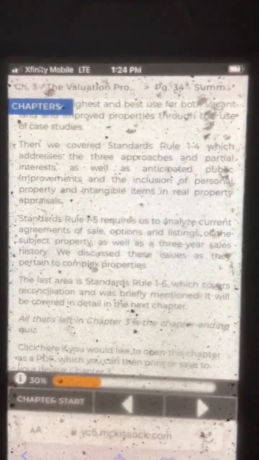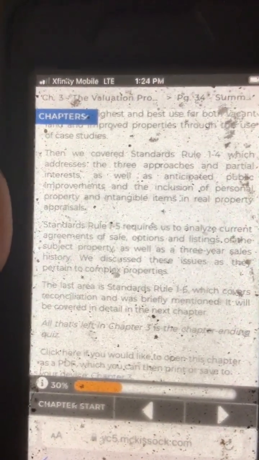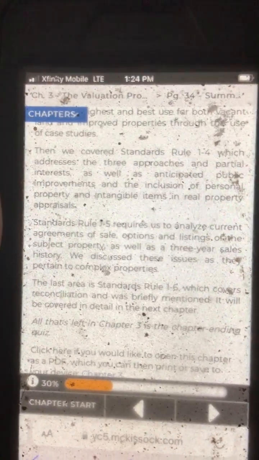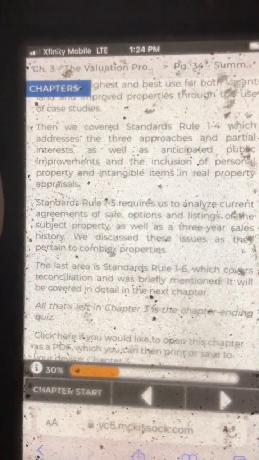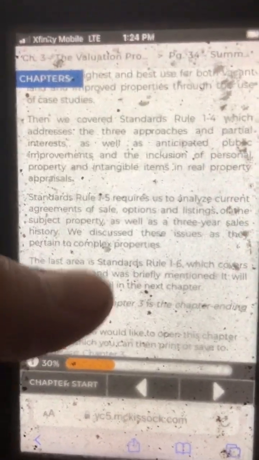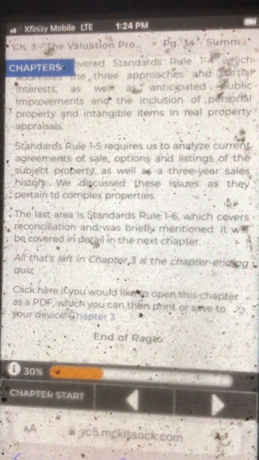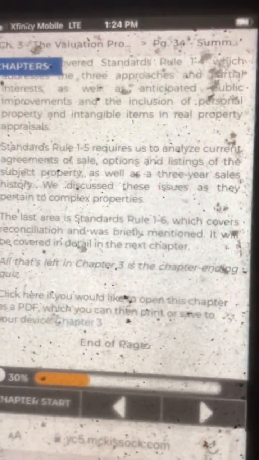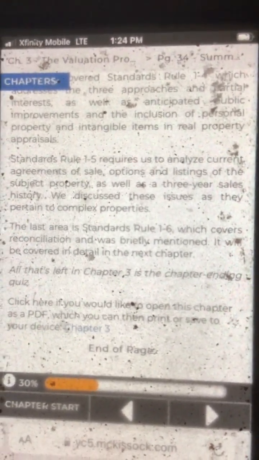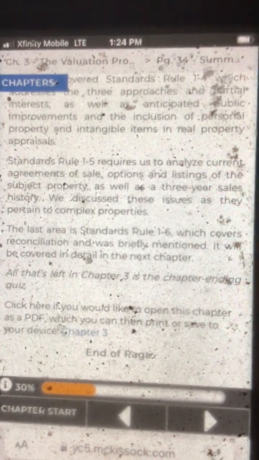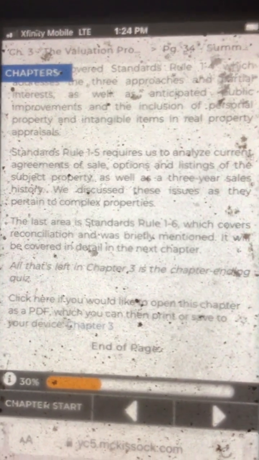Then we covered Standards Rule 1-4, which addresses the 3 approaches and partial interests as well as anticipated public improvements and the inclusion of personal property and intangible items in real property appraisals. Standards Rule 1-5 requires us to analyze current agreements of sale, options, and listings of the subject property, as well as a 3-year sales history. We discussed these issues as they pertain to complex properties.